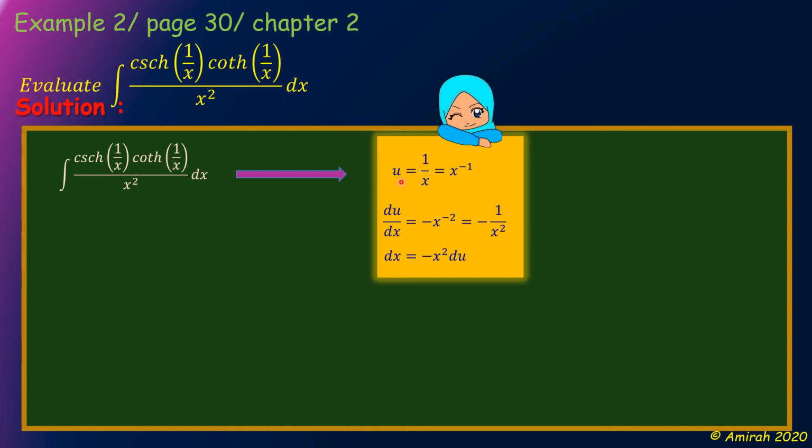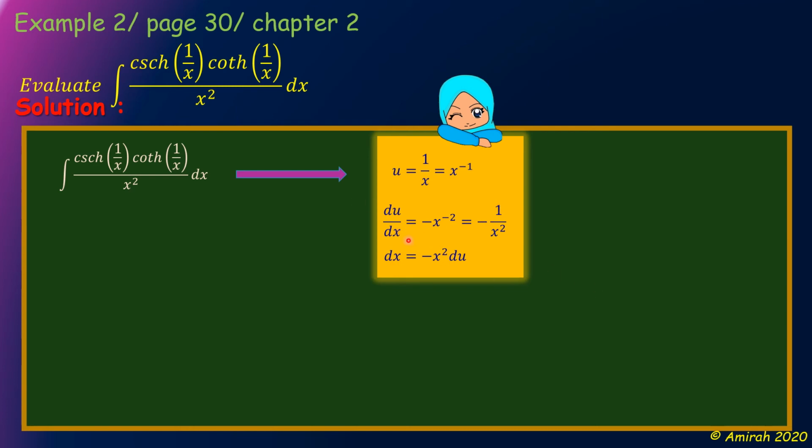If we choose u equals 1 over x, after that, we need to differentiate. When we differentiate 1 over x, the first step is to change it into the form of x to the power of negative 1. Using the power rule, after we differentiate, we have negative x to the power of negative 2. Then, we bring x to the power of negative 2 to the denominator, so we have negative 1 over x squared. We write it in terms of a positive exponent. Next, we write dx as the subject.